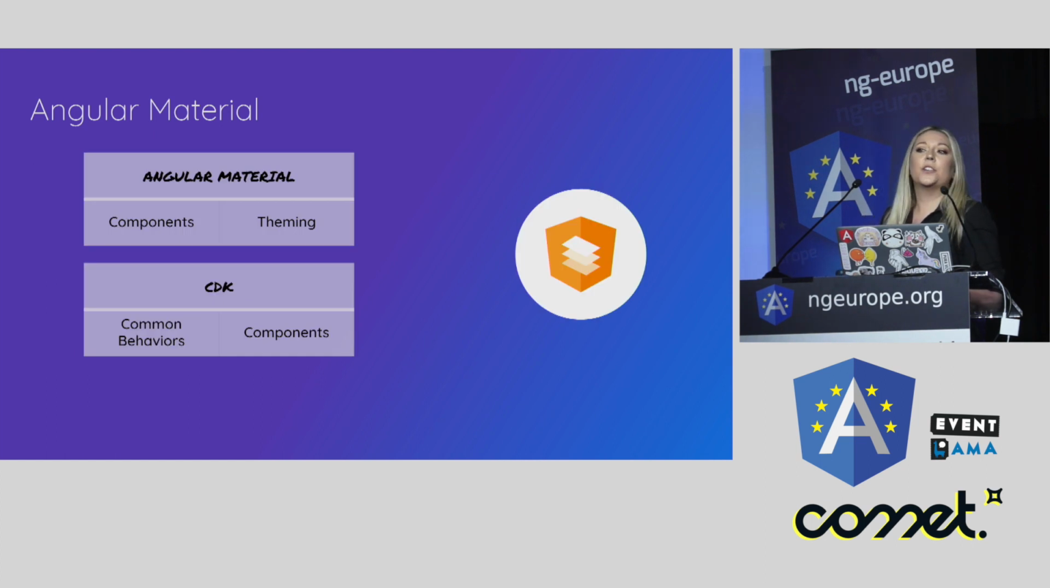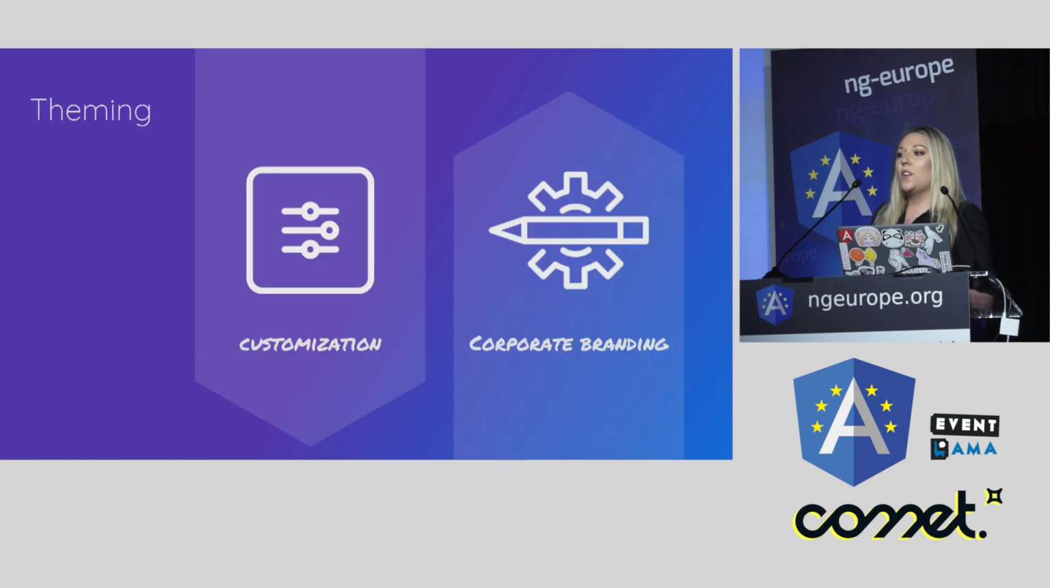So Angular Material, the library, is built on top of the CDK. The CDK is a separate library altogether, and it is broken down into common behaviors and components. The CDK is what allows you to build your own custom component UI library, if that's something that you want to do. And then within Angular Material, you have the components themselves that fall into one of those two CDK buckets, and then also the ability to do some theming. And so with theming, you have the option of doing multi-theme.